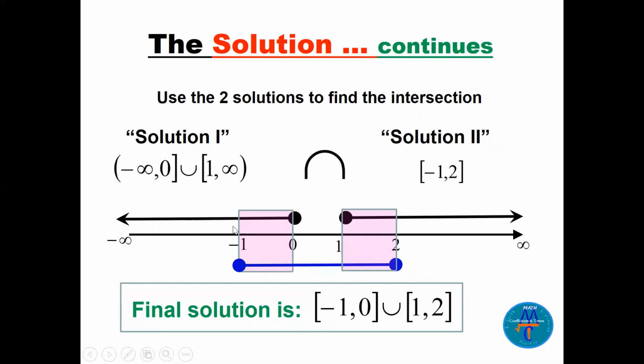Remember, this is minus infinity to 0. See, this is 0. So I put all the numbers on the number line: minus 1, and then 0, and then 1, and then 2. So minus infinity to 0 closed, and 1 closed until infinity. That's the black one, the first solution. Solution 2 is closed from minus 1 until 2. Where is the intersection? Here and there. See, when you have two pieces in the intersection, that means the answer is minus 1 closed to 0 closed, union 1 closed to 2 closed.